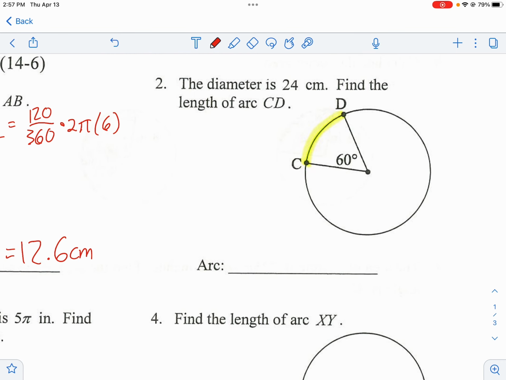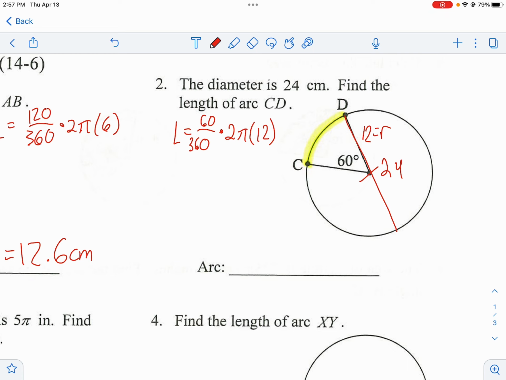This diameter, they told us, is 24 centimeters. That means this all the way across is 24, so halfway across would be 12. That's our radius. Good to know. Let's go ahead and find the arc. So that length is 60 over 360. That's going to be 1/6 as a simplified fraction, times 2 pi times the radius, which is 12. So that's 1/6 times 24. 24 divided by 6 is 4. So again, 4 pi. And that would again be 12.6. And we'll just say units there. Oh, nope, it says centimeters.